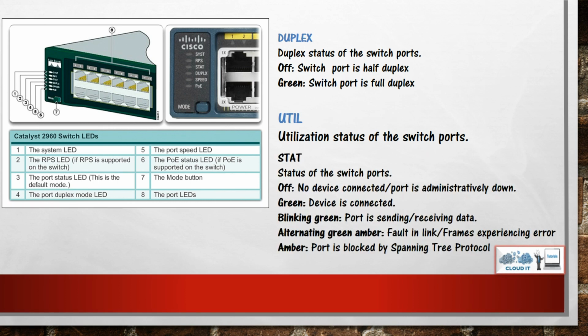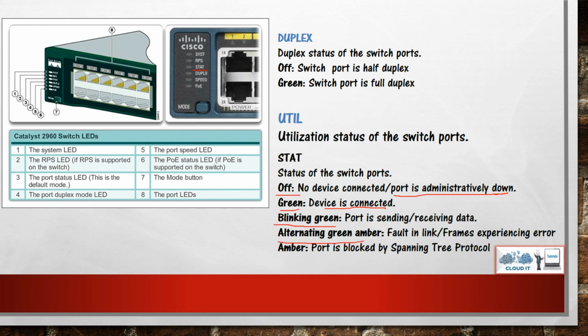Okay, now next is STAT, and here you can see the STAT indicator. If it is off, it means no device is connected to that switch, or the devices are connected to the switch but the port is administratively down. In that condition, the STAT LED indicator is off. Generally it is green when a device is connected to it, and when it has blinking green status, it means the port is sending and receiving data.